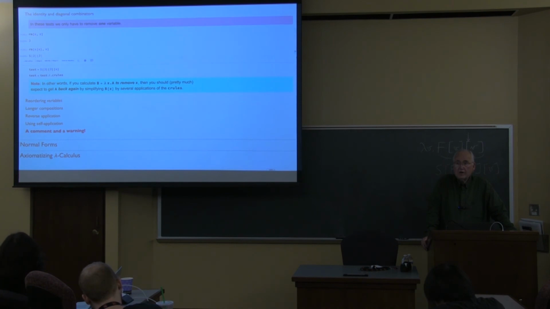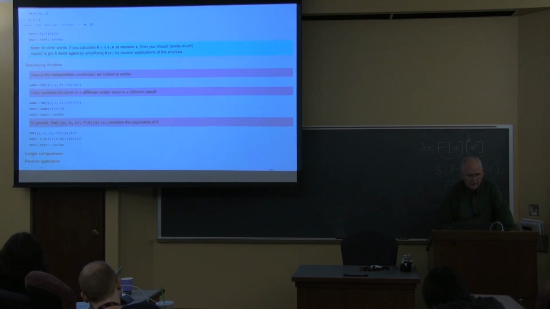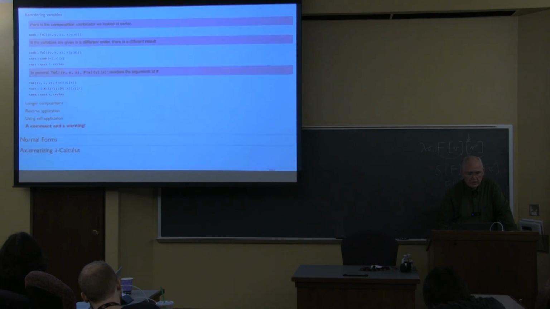SII is a very dangerous combinator because it's self-application. And self-application was the cause of the Russell paradox. So you have to be careful of how you use it. Okay? Now here's another thing. You can reorder the variables however you please there.